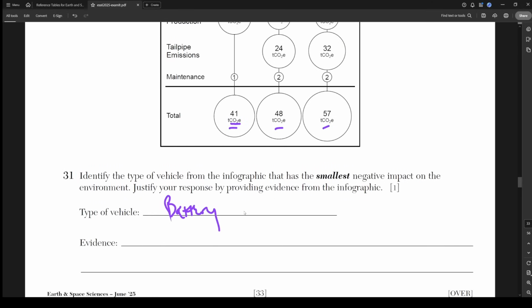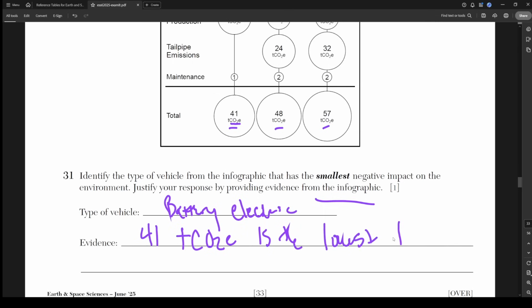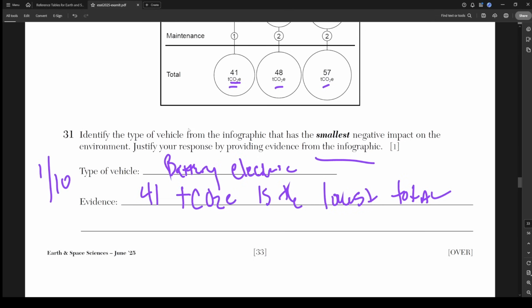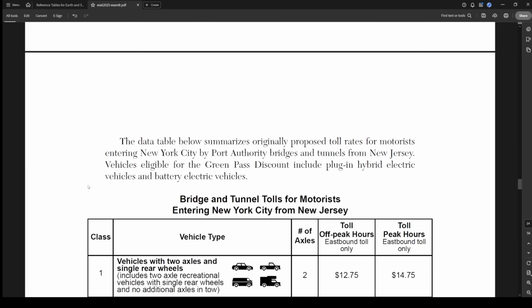And the reason why, evidence from the infographic, 41 tCO2e is the lowest total. I mean, that's literally all you pretty much have to say. And that's so easy. I would say that is a 1 out of 10. Literally so easy.